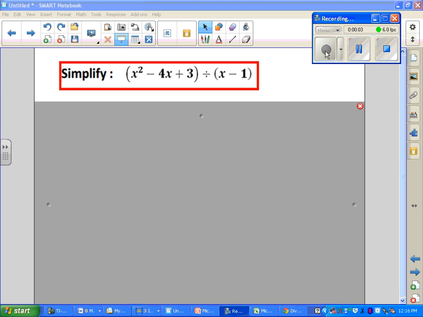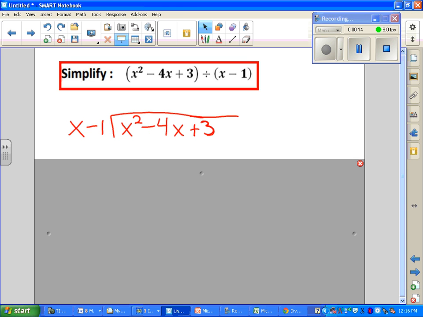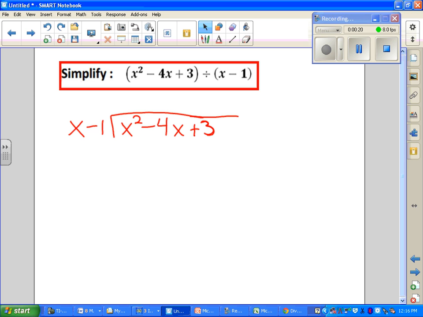All right, one more. x squared minus 4x plus 3, you're dividing it by x minus 1. Back in the olden days, we would have been taught to do this. The x minus 1 is outside the box, and the x squared minus 4x plus 3 is inside the box. I suppose in algebra 2 you have to do that, but we won't be using that here. You're probably familiar with this.